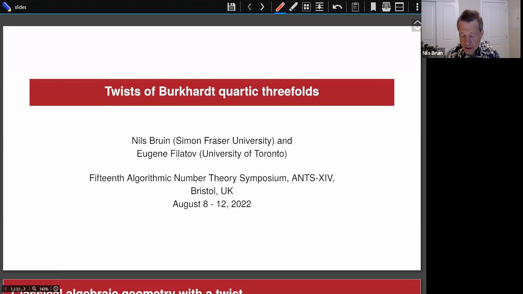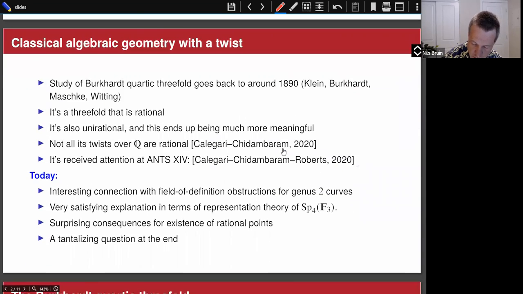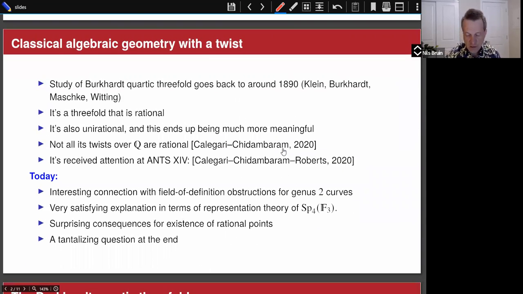Okay, I'll be talking about twists of quartic threefolds, and part of this is work that is based on the master's thesis of my co-author, Eugene Filatov, who is currently affiliated with the University of Toronto. Okay, so I'll quickly talk about the perspective of this.